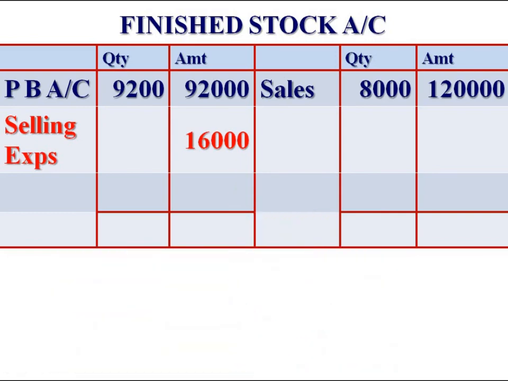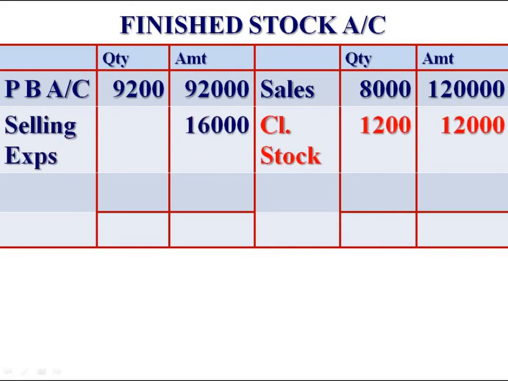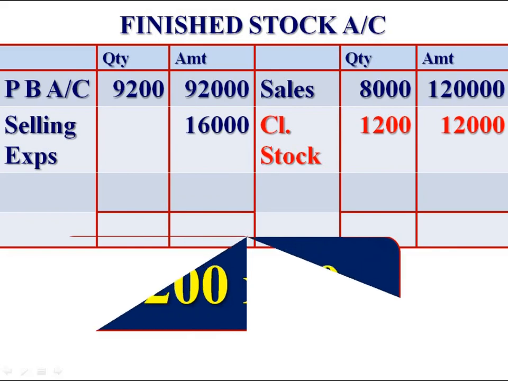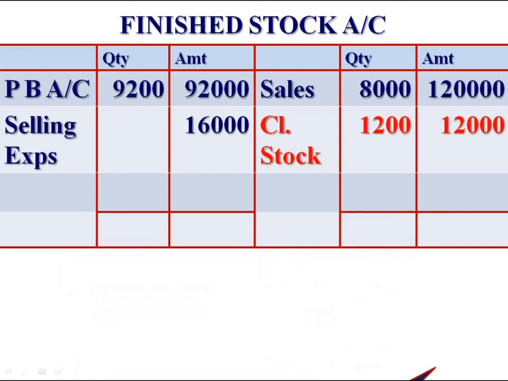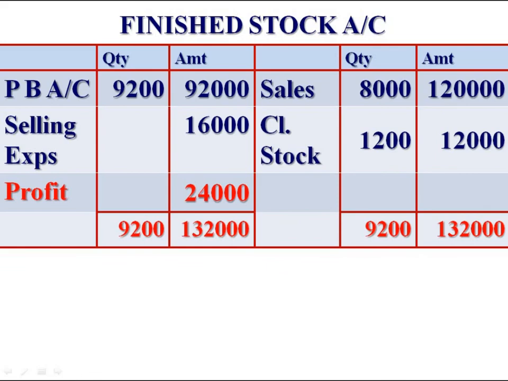Then see, the input is 9,200. Out of this 9,200, we sold 8,000 units. There is balance of 1,200. It is closed stock. The cost per unit of the previous process is 10, and the closing stock must be valued at that rupees 10. The opening stock and closing stock of a process are to be found at the cost per unit of the immediately preceding process. 1,200 into 10, 12,000. Then balance this account, we get profit 24,000.